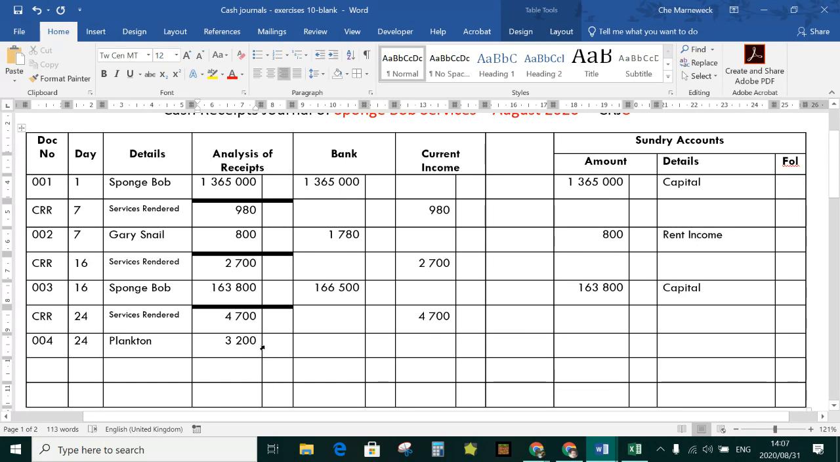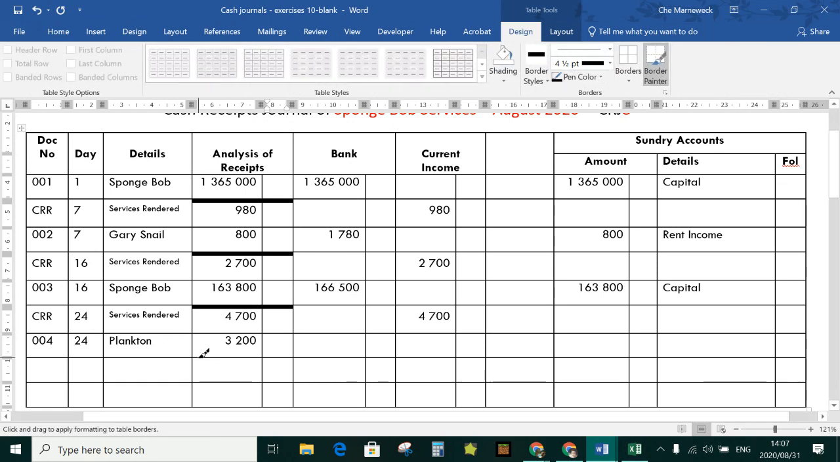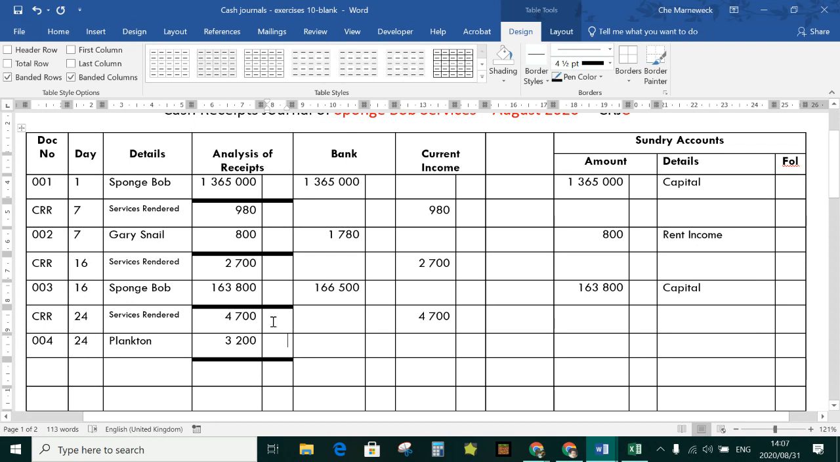Do we receive any more money on day 24? No, we don't. So we get out our ruler and we underline the last value on day 24. We add the two values up and we deposit the total into our bank account. So 4,700 plus 3,200 is 7,900. What is the 3,200 for? Money that we are receiving for rent income. We have a column for current income, but rent income will therefore be recorded under sundry. 3,200, rent income.